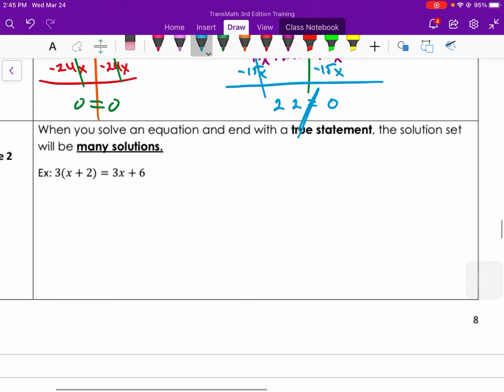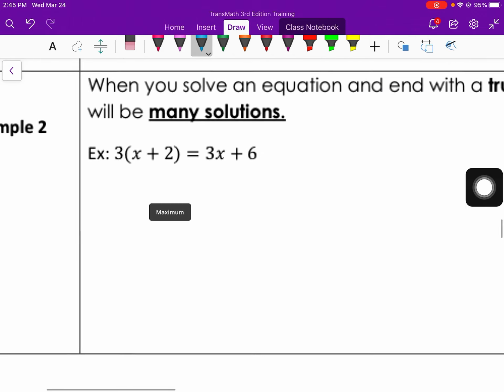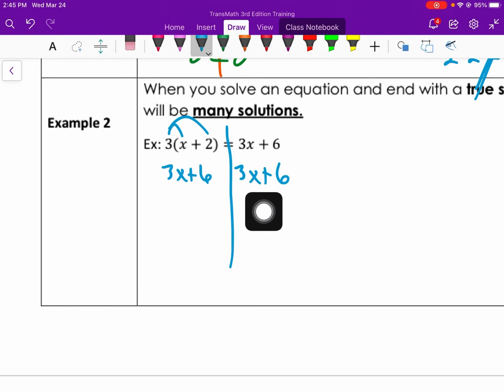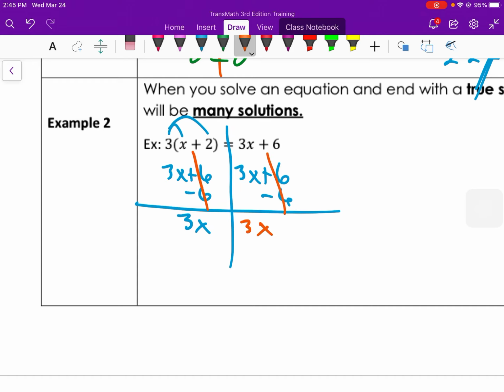So when you solve an equation and end up with a true statement, the solution set will be many solutions. What does that mean? Here's an example. We're going to go through those steps to solve. So distribute. We have 3x plus 6 equals 3x plus 6. Again, notice the left side is exactly the same as the right side. Then I could go through and isolate my variable, so I would subtract 6 from both sides, so that I have 3x equals 3x. I want my variables on one side, so I would subtract 3x from both sides. And we notice we have 0 equals 0.